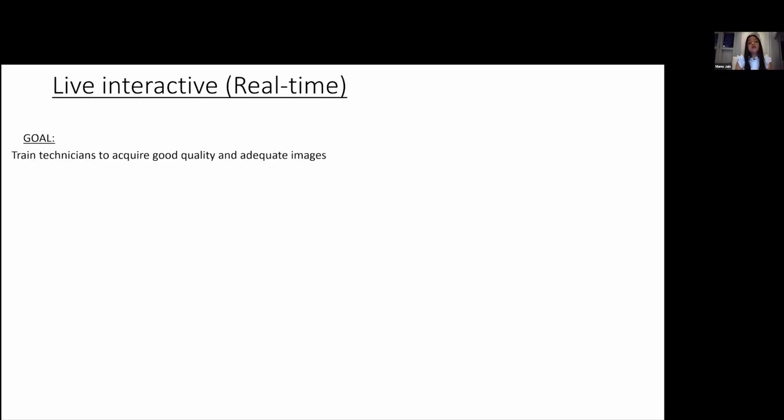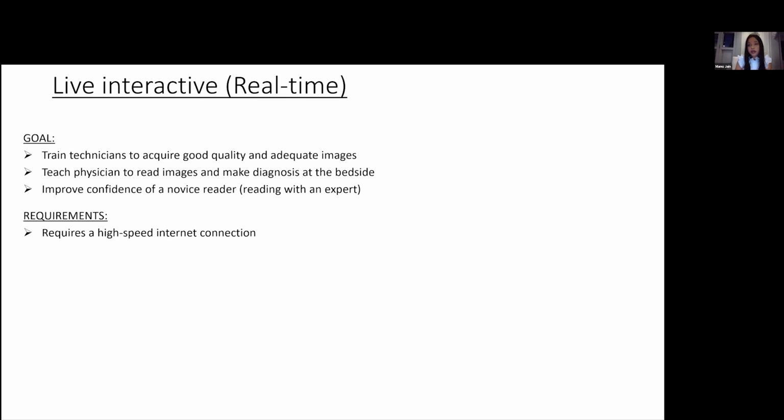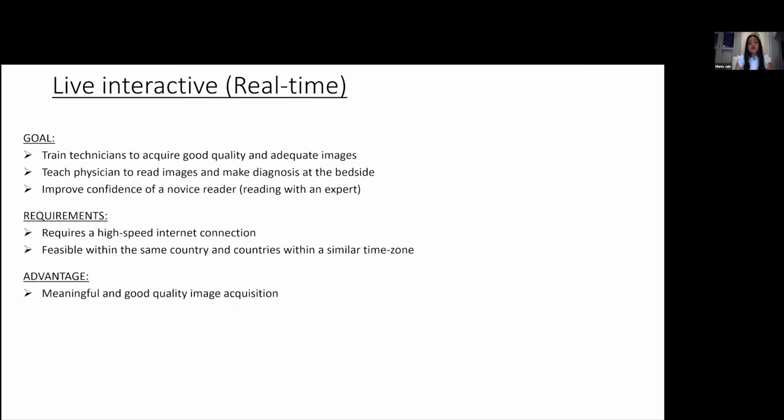And the advantage is obviously you can train new technicians how to acquire images, because in the digital world, imaging especially, it's a major concern. If you get bad images, you cannot make a diagnosis. We call it GIGO. You can also teach physicians how to read, because they don't just want one report, they want to know how we came to a diagnosis, which is important. The requirement is obviously a high-speed internet connection, and being in a similar or favorable time zone. The advantage is you can give a bedside diagnosis immediately, and you can actually do the management.